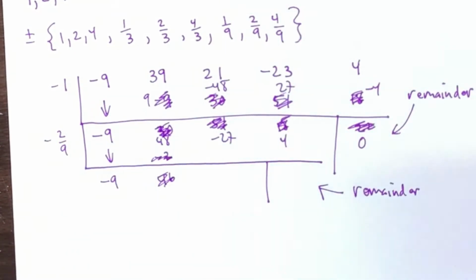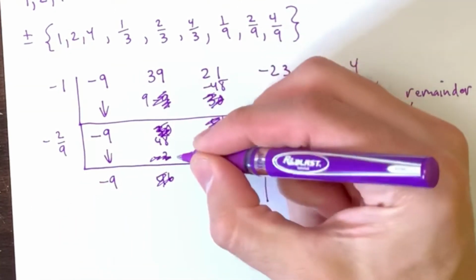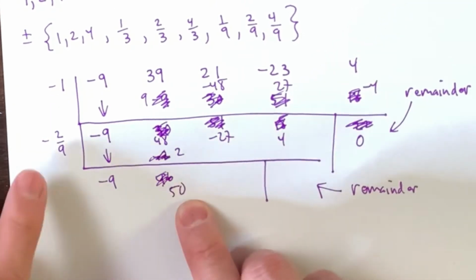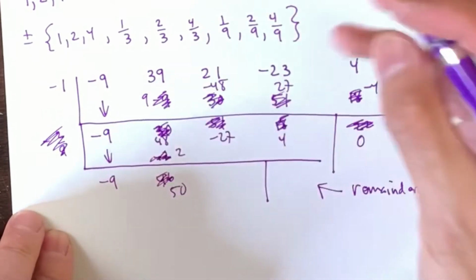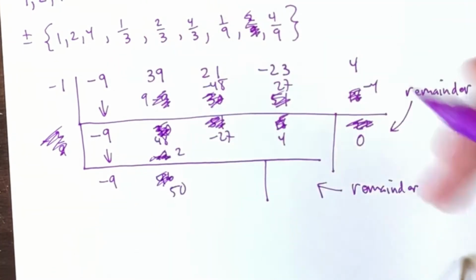What about -2/9? That times that is +2. 48 plus 2 is 50. 50 times that is a weird number. So I'm not going to waste my time with 2/9. Scratch it off the list. Let's try a different fraction. How about 1/3?